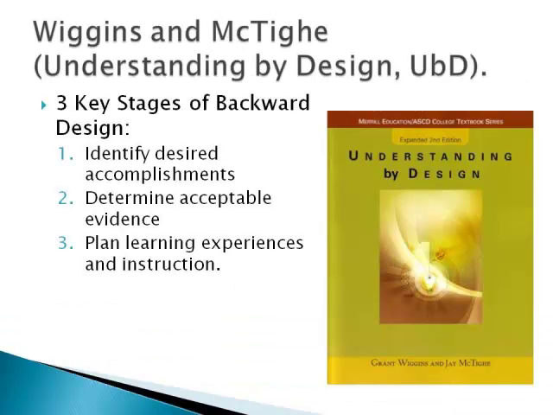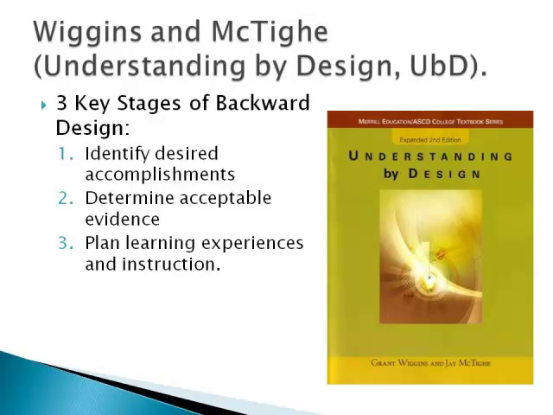In the teaching framework developed by Wiggins and McTighe, Understanding by Design, there are three key stages of backwards design. The first being identifying desired accomplishments. This is what the teacher, by the end of the lesson, wants their students to be able to do or perform. This will be measured by content standards, course objectives, or learning outcomes for your school district.